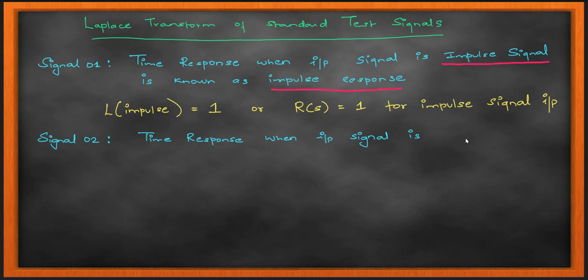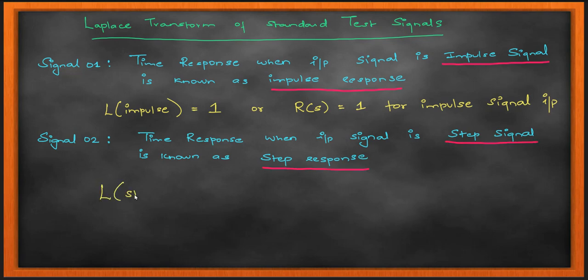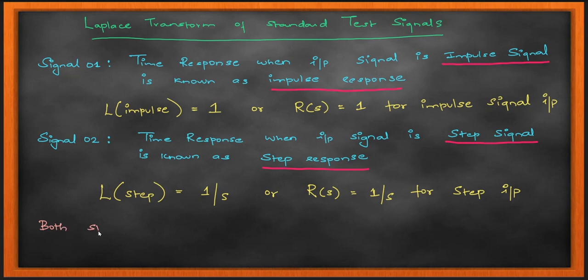The Laplace transform of my impulse signal is just unity, or 1, and its response is known as my impulse response. Then for my step signal, the response is the step response, and the Laplace transform of a step signal is 1 by S. So where do these standard test signals come in my time response?